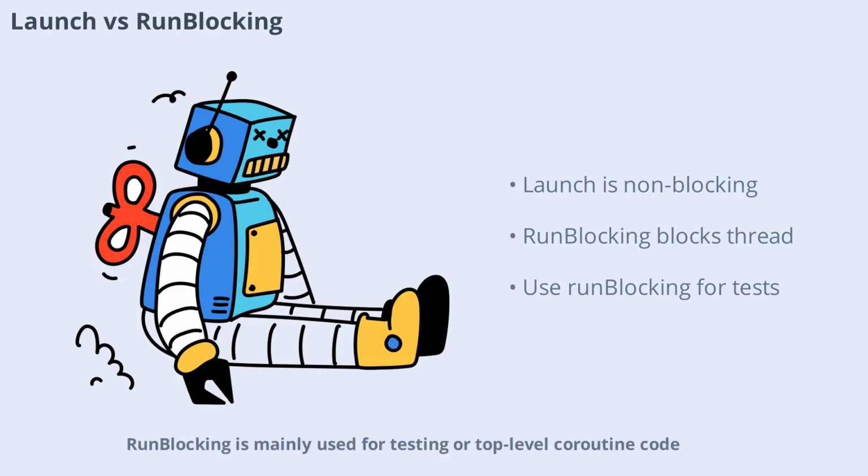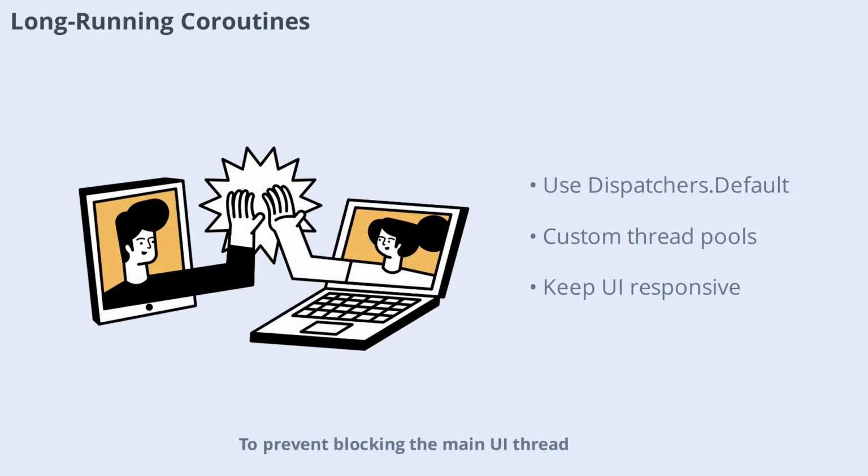Run blocking is mainly used for testing or top-level coroutine code, not for production apps. To prevent blocking the main UI thread, long-running coroutines should be executed on a background thread. Use Dispatchers.Default, or create a custom thread pool for these tasks. This keeps your app responsive and ensures that heavy operations don't interfere with the user experience.